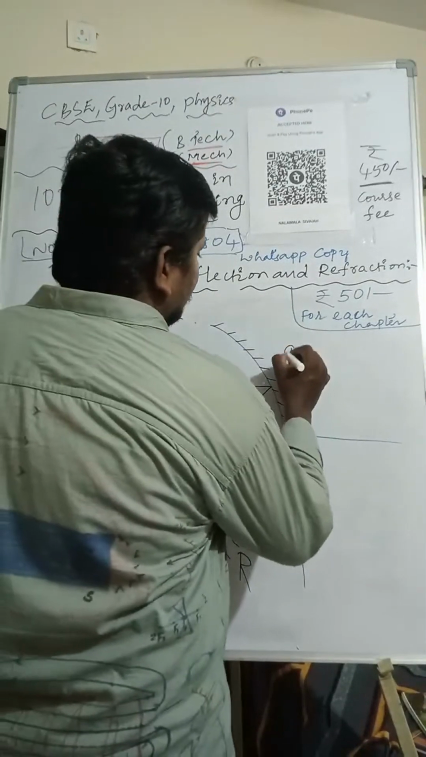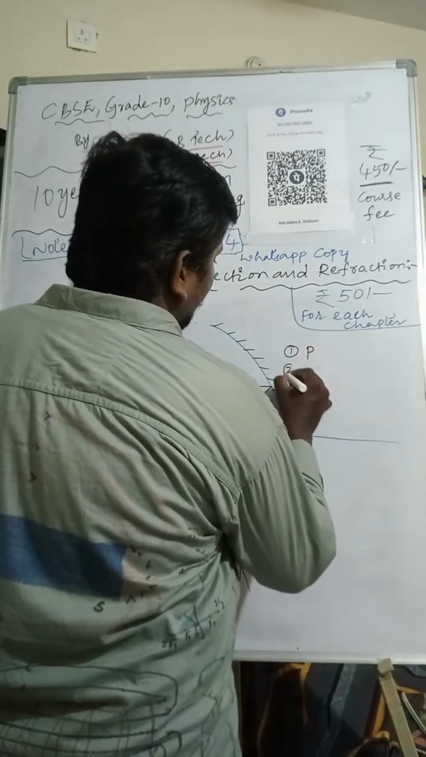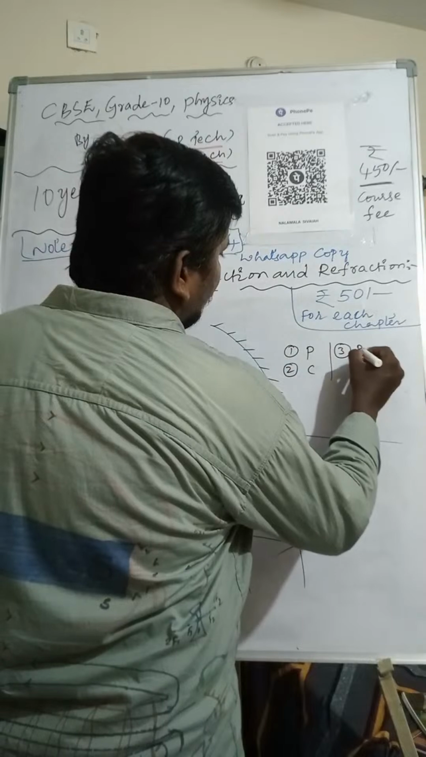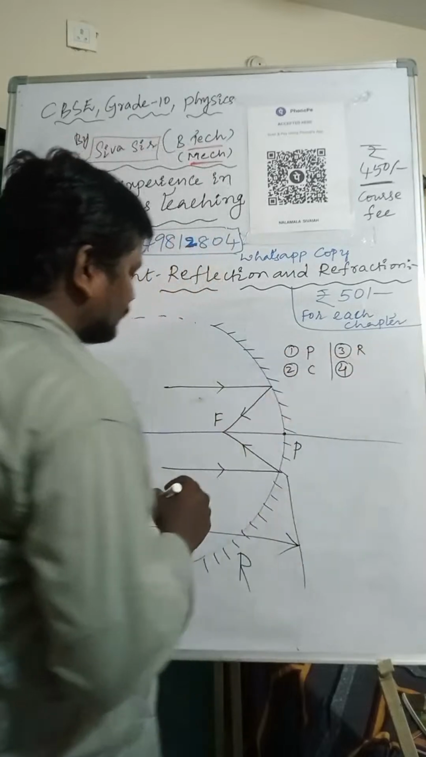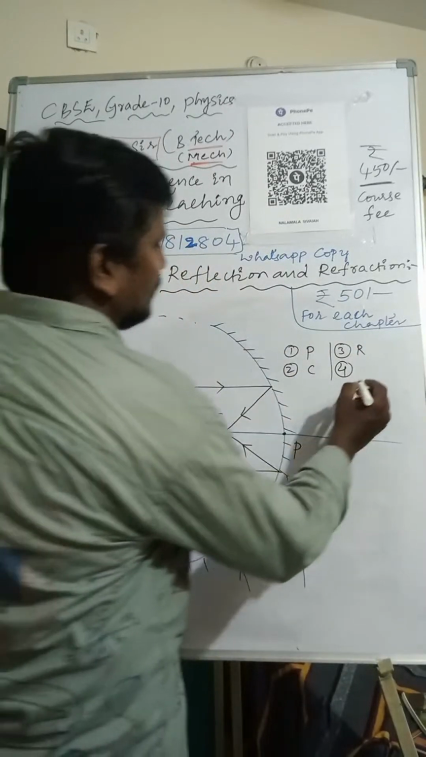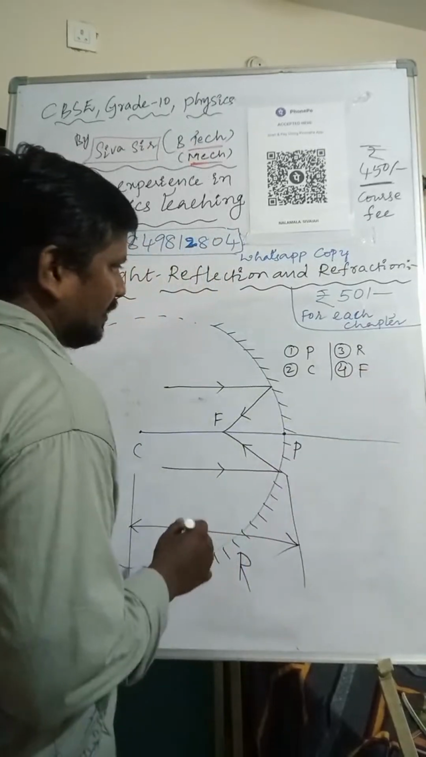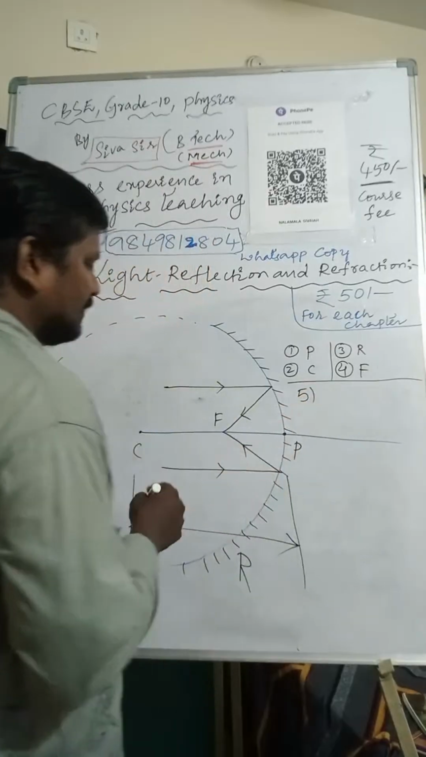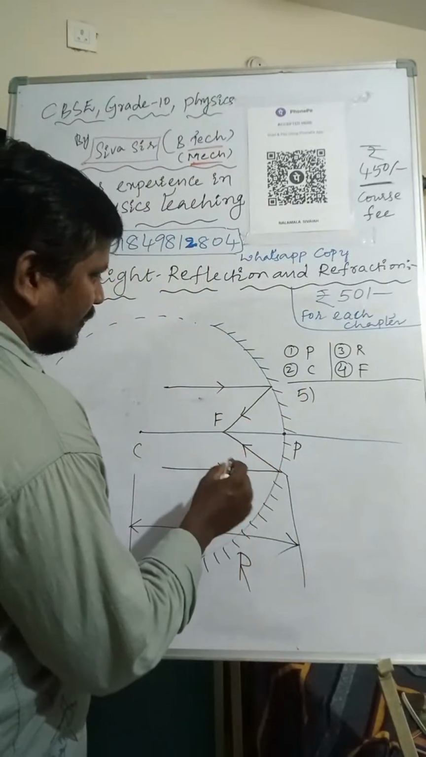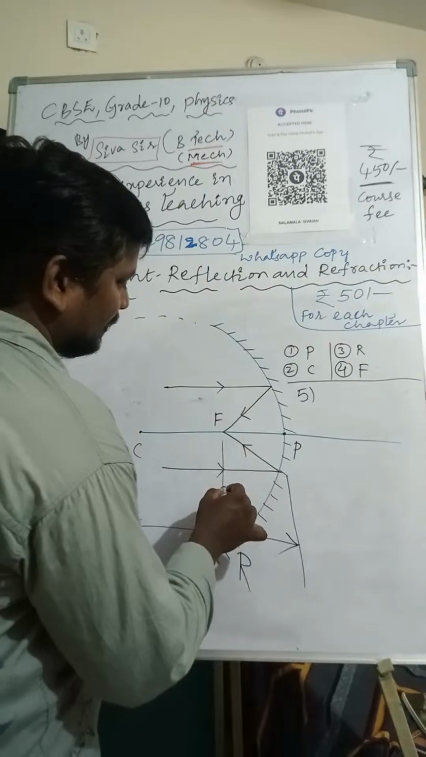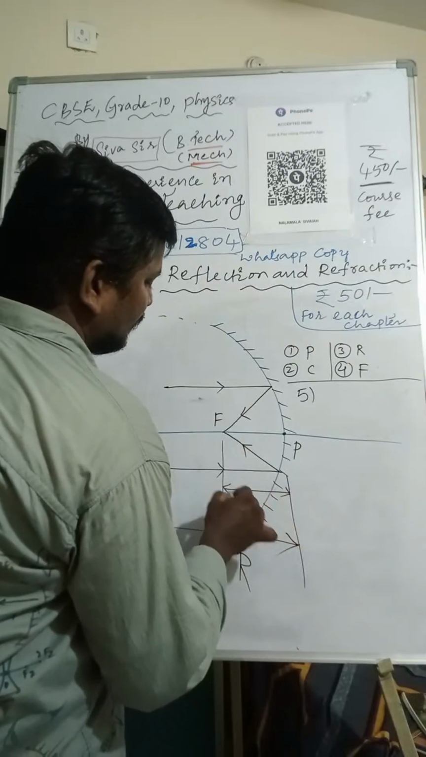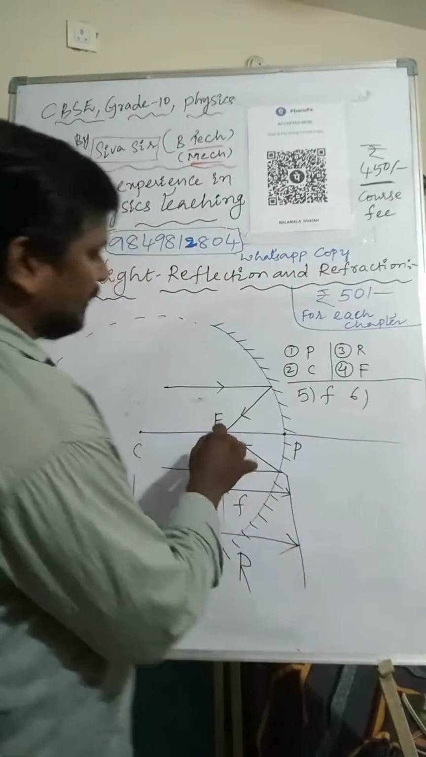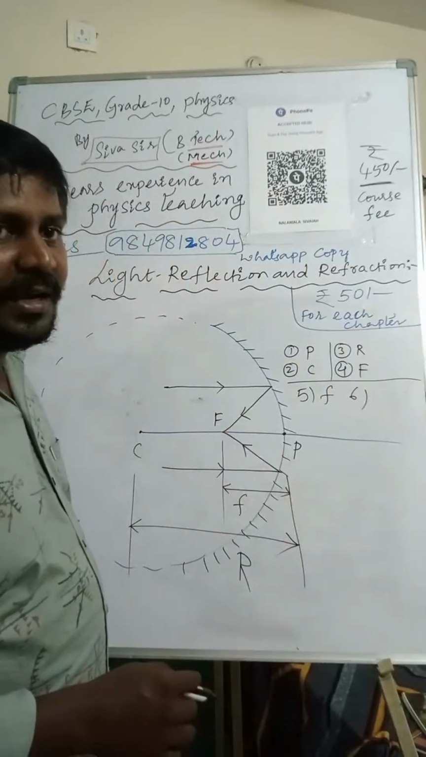So first point is pole, second point is center of curvature, third point is radius of curvature, fourth point is focus, and fifth point is the distance between focus to pole. Focus to pole is called focal length. The distance between focus to pole is called focal length.